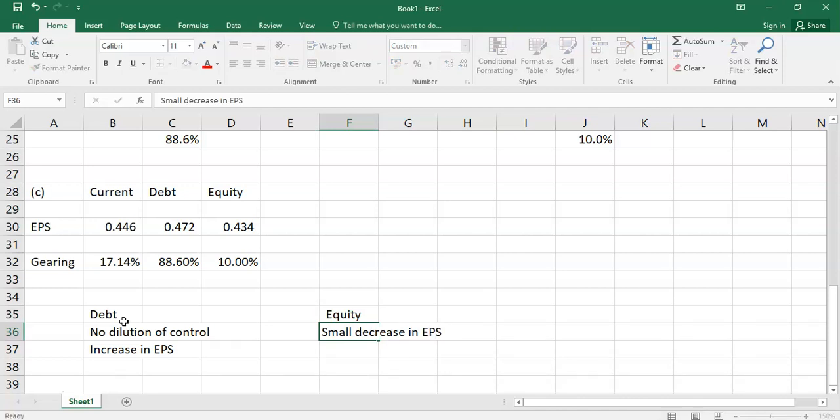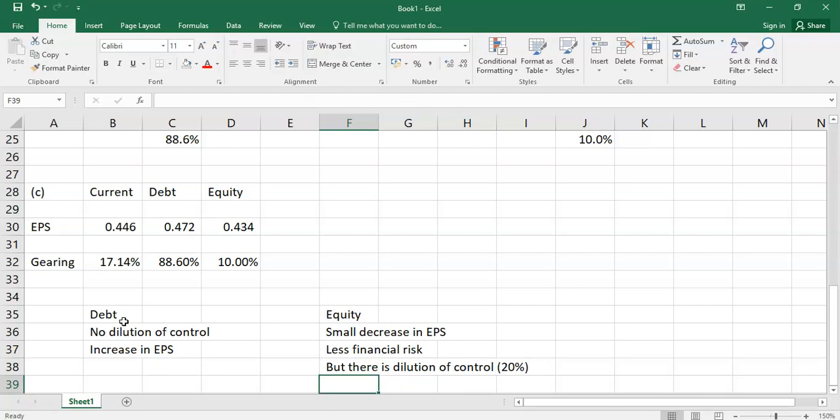It's not huge, but less financial risk. So you're not taking on that financial risk, but there is dilution of control, because now you have 20% of your shareholding, 5 million out of 25 million, in the ownership of someone else. Right? Or you have to put in the money yourself. So it's a tricky one. Even the suggested solution, when you look at it, they don't come down hard in either one.